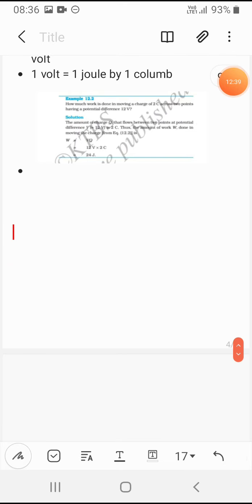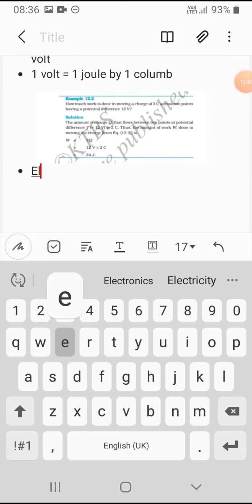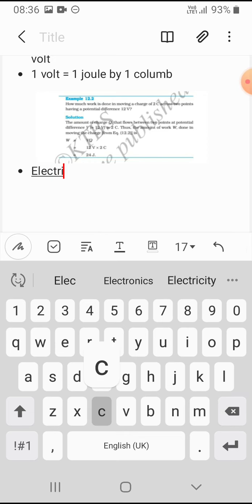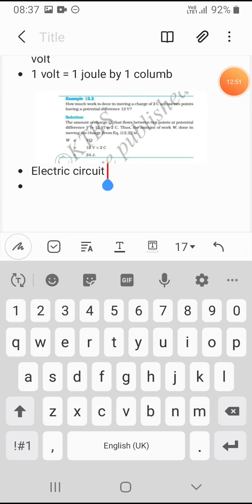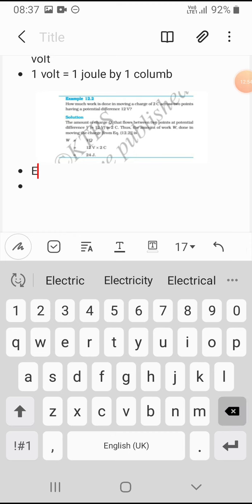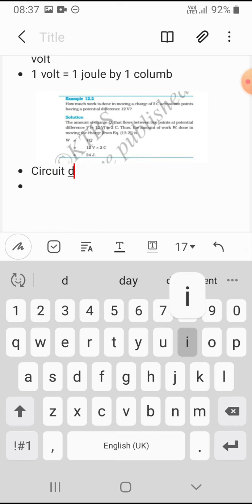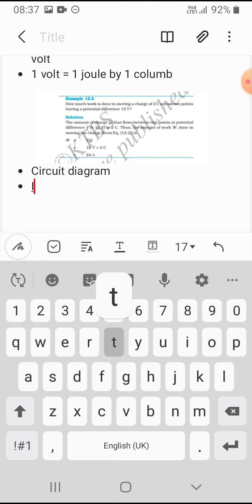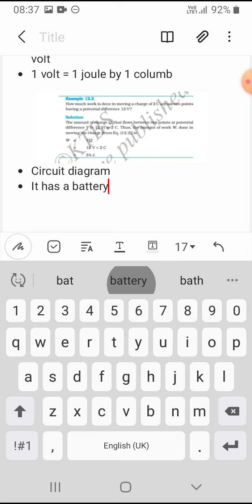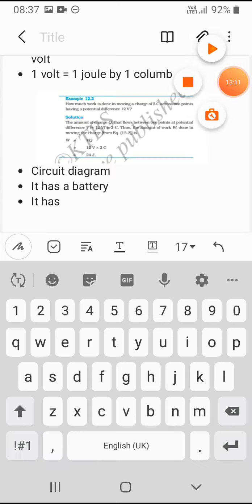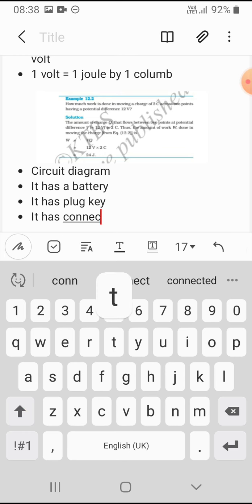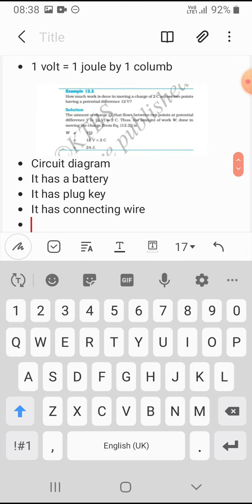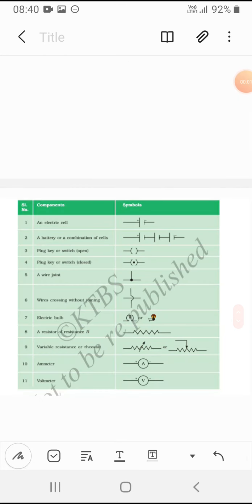Next is the electric circuit, or rather the circuit diagram. It has a battery, a cell, a plug key, and connecting wires. These are the symbols that are commonly used in an electric circuit.